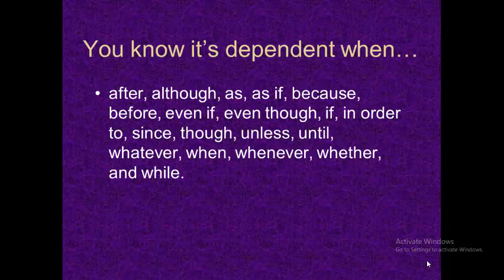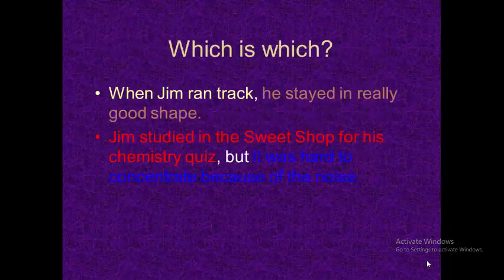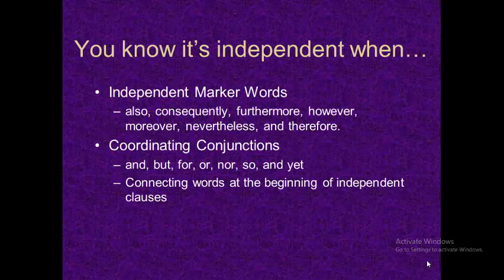You know it's dependent when you see: after, although, as if, because, before, even if, even though, if, in order to, since, though, unless, until, whatever, when, whenever, whether, and while. If you have any one of these connectors and you don't have a second sentence, this is a dependent clause. When Jim ran track, he stayed in really good shape. Jim studied in the sweet shop for his chemistry quiz, but it was hard to concentrate because of the noise. So if you have one of these connectors like when, this is a dependent clause.